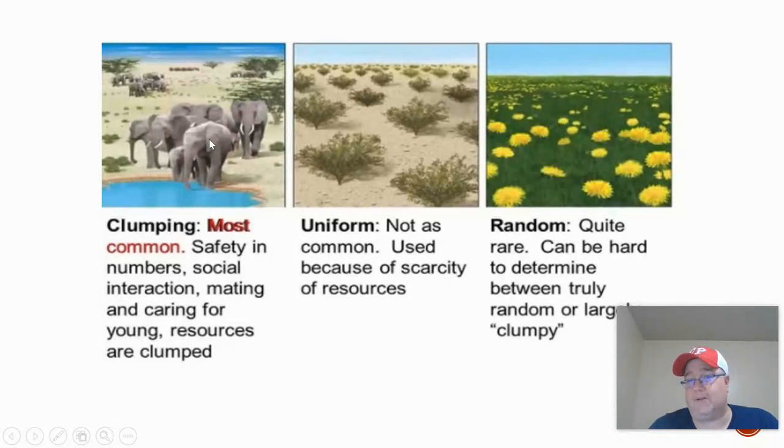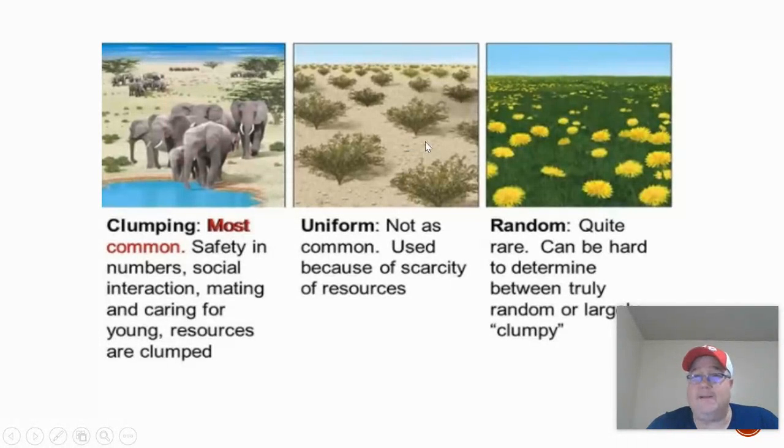Just think about elephants, for example. You don't see elephants just walking around by themselves, right? You usually see them in herds of 10, 20, 30 elephants, right? So there's a clumping to their distribution. Uniform distribution, this is not as common.